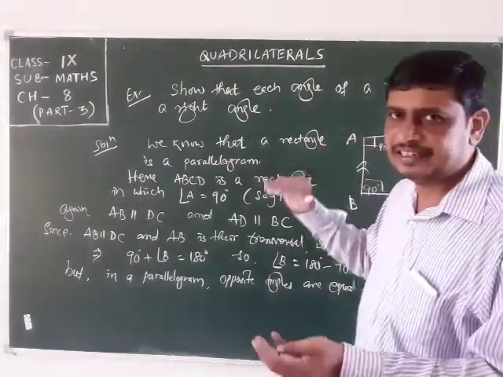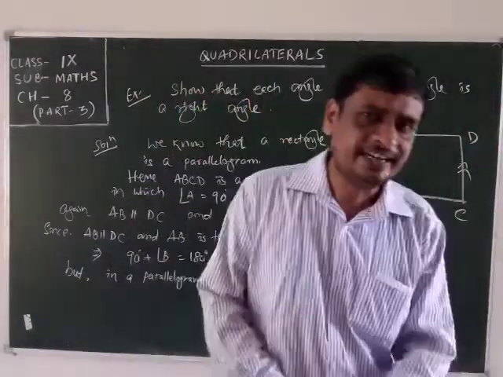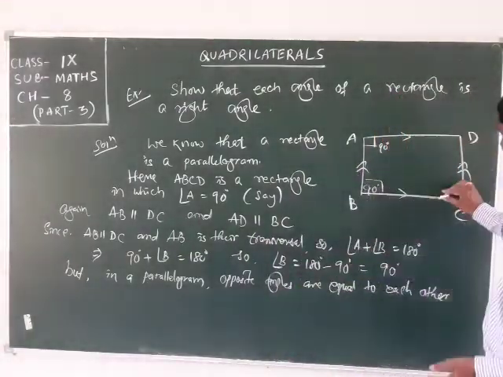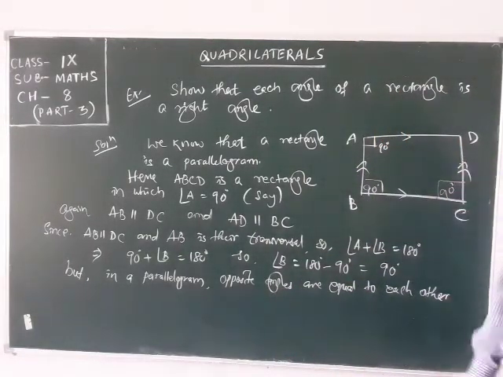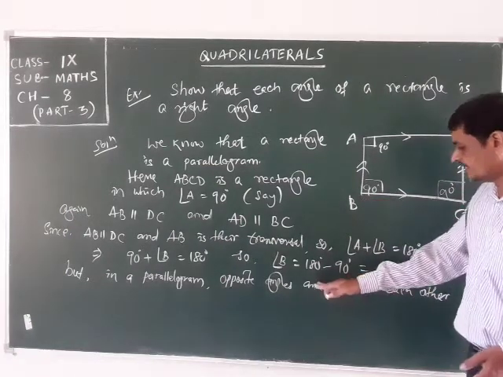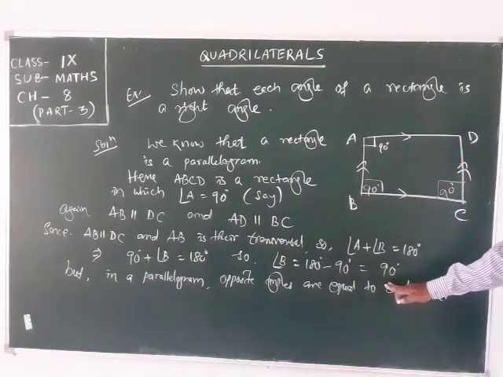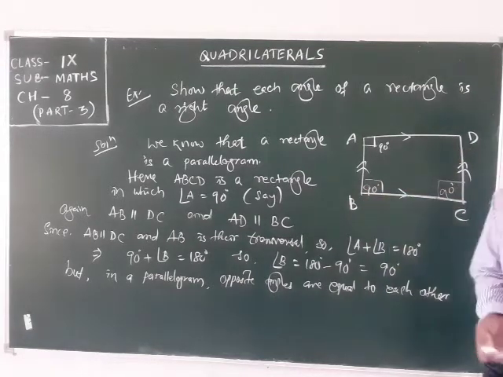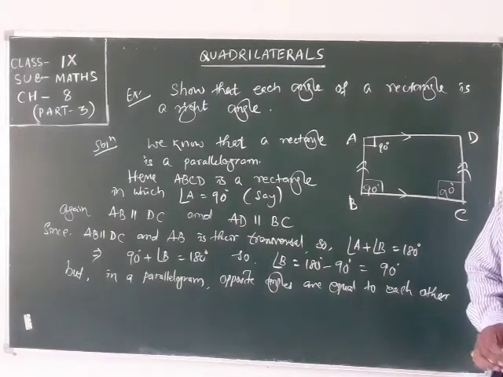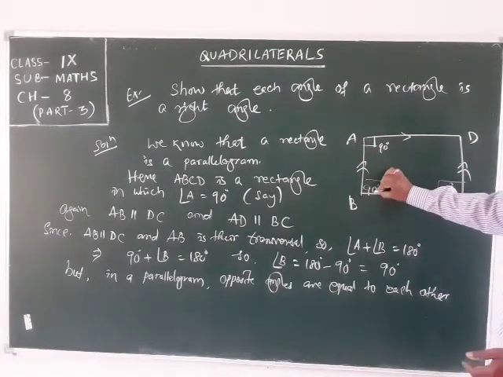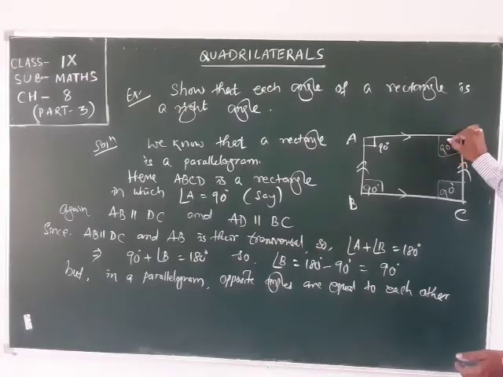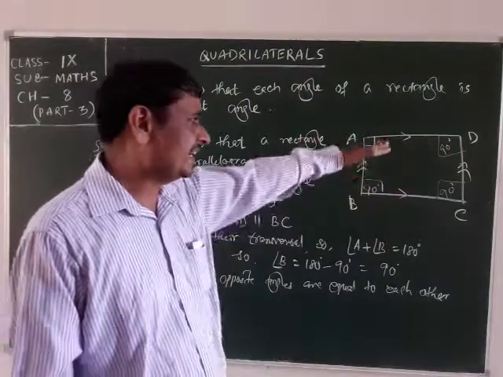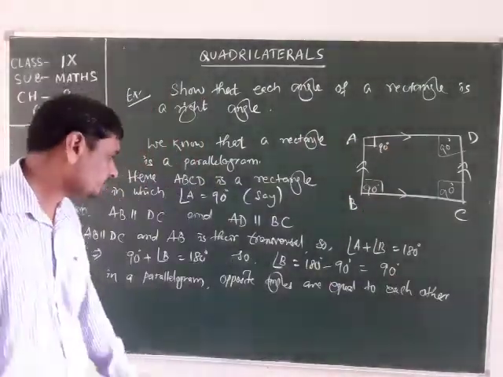That means angle A is 90 degrees, and angle A and angle C are both opposite angles of this parallelogram, so angle C also becomes equal to 90 degrees. Similarly, angle B is 90 degrees from this statement, and angle B and angle D are equal because they are opposite angles in a parallelogram, so D is also equal to 90 degrees. In this way, angles B, C and D are all 90 degrees.